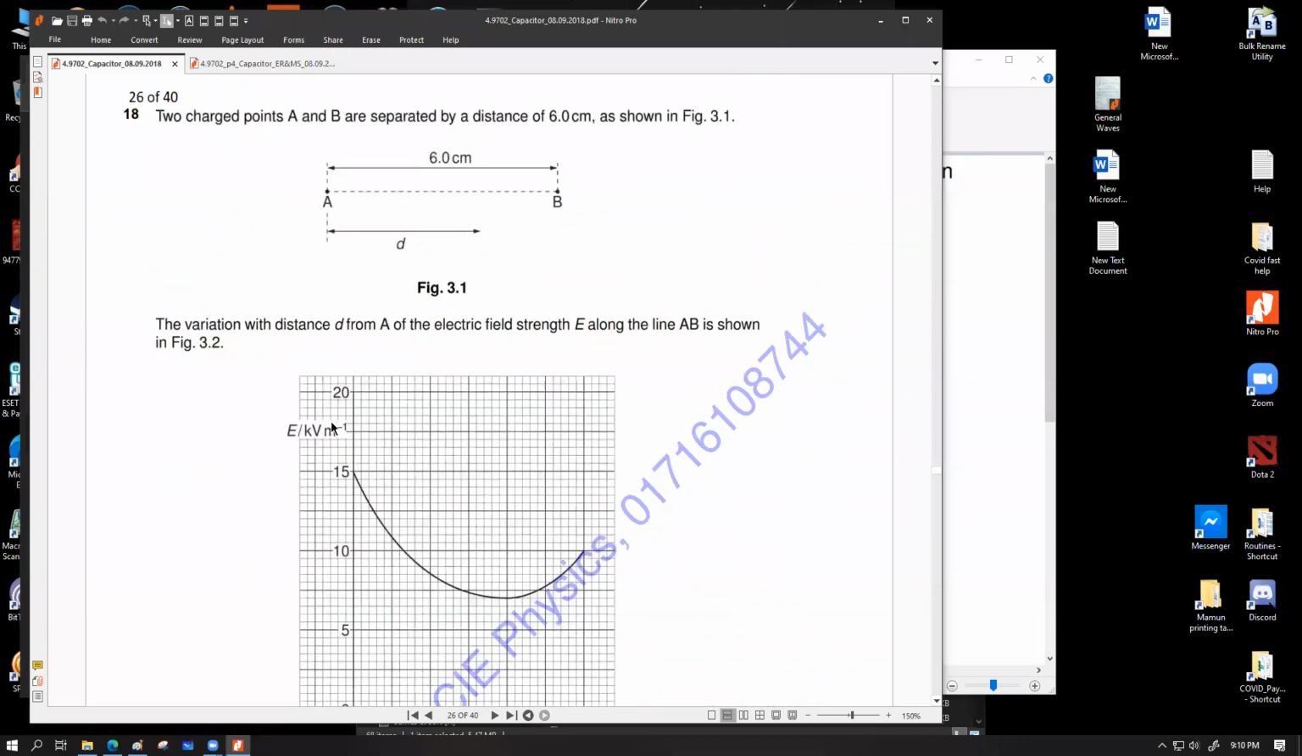Once again, kilovolt per meter. আচ্ছা এটা হচ্ছে electric field strength. Okay, 18 দেখবো। 18 is a nice question, beautiful pick. Two charged particles at points A and B are separated by a distance of 6 cm as shown in figure 3.1. The variation with distance D from A of the electric field strength E along the line AB is shown in figure 3.2.